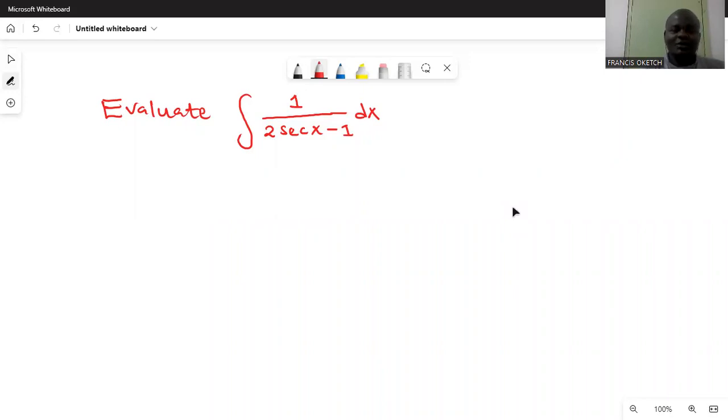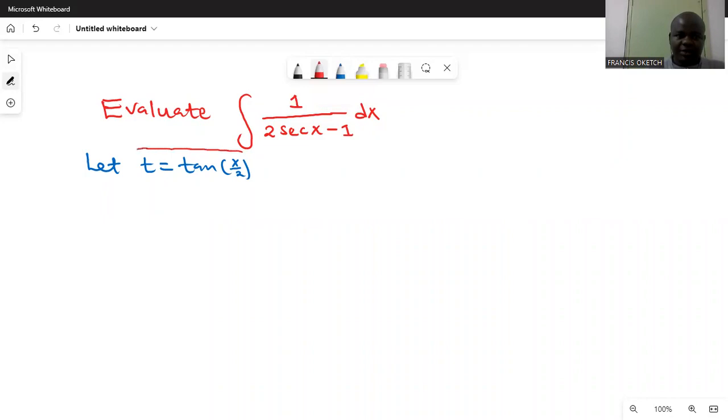Today I want us to look at how to integrate 1 over 2 sec x minus 1 with respect to x. So what we do here is to use the t method of substitution. So we are going to say let t be equal to tan x over 2. So this is our substitution.